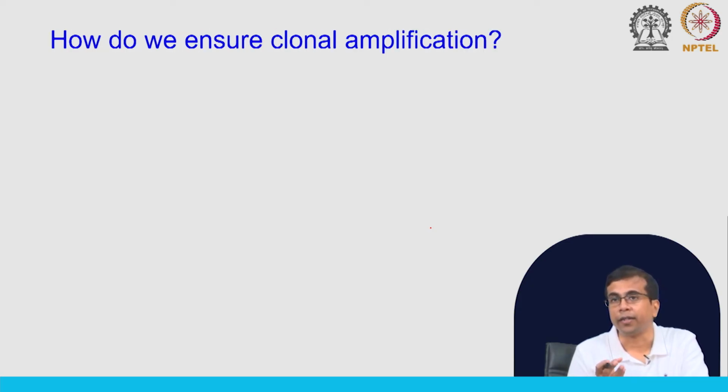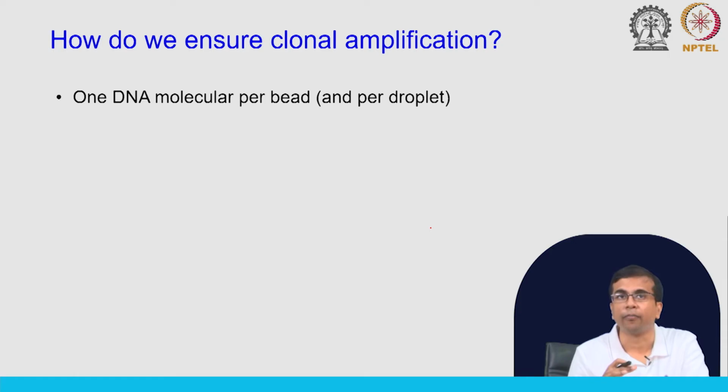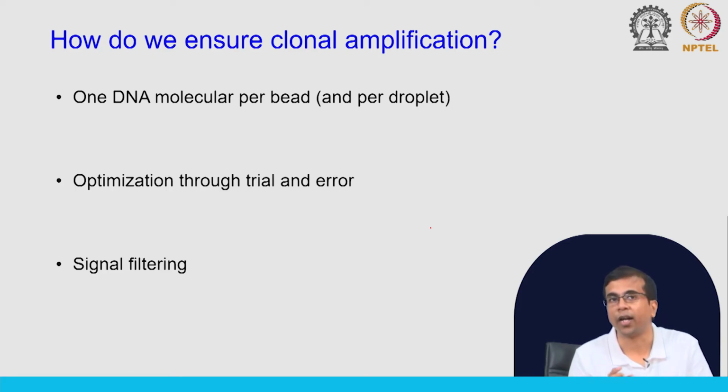So, how do you ensure there is this clonal amplification? As I mentioned, we start with one molecule, and we amplify that molecule on the bead. So, you have one DNA molecule per bead and per droplet or emulsion, and this is optimized through trial and error. But sometimes you cannot get one molecule; you might get 2, 3 or more, and in that case there would be some sort of signal mixing during the synthesis process, as we will see in a moment, and that signal has to be filtered. So, we cannot use the data where you see this signal mixing.